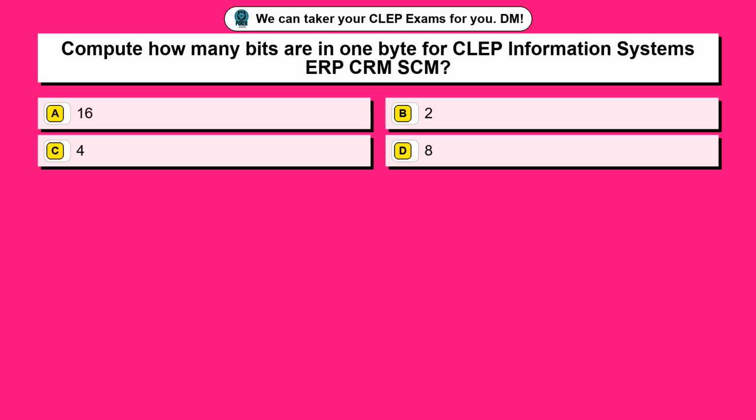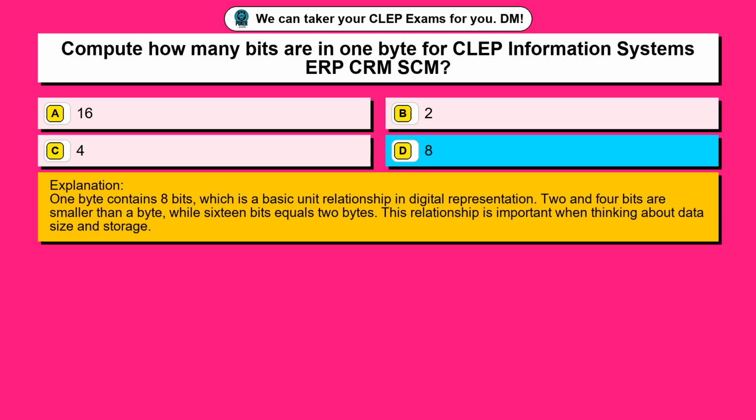Question 90. Compute how many bits are in 1 byte for CLEP Information Systems ERP CRM SCM. Option A 16, Option B 2, Option C 4, Option D 8. The correct answer is Option D, 8. 1 byte contains 8 bits, which is a basic unit relationship in digital representation. 2 and 4 bits are smaller than a byte, while 16 bits equals 2 bytes. This relationship is important when thinking about data size and storage.